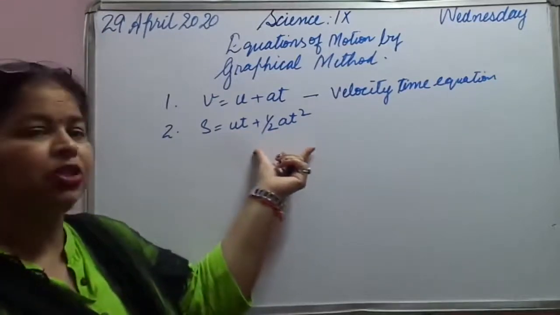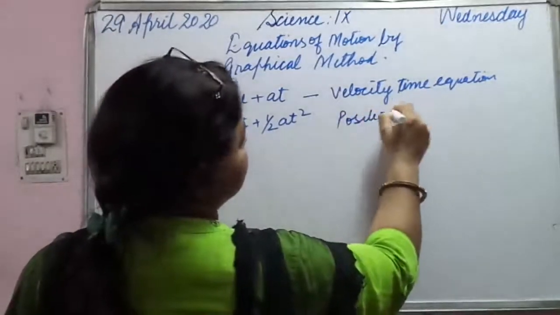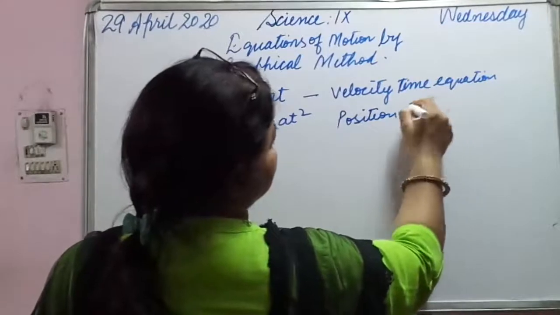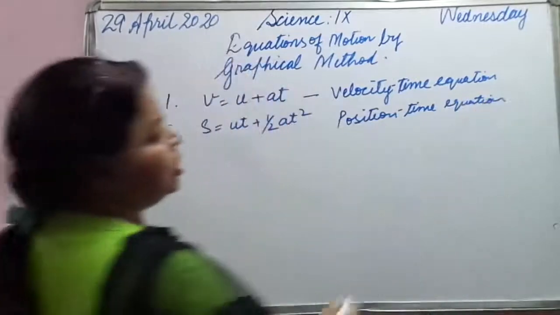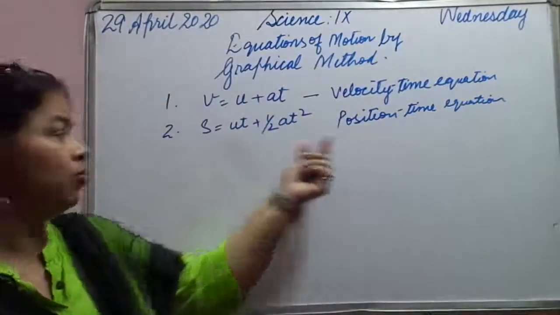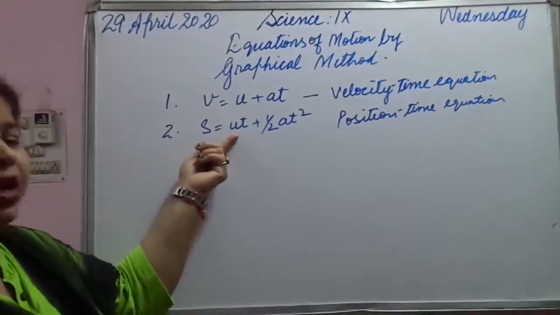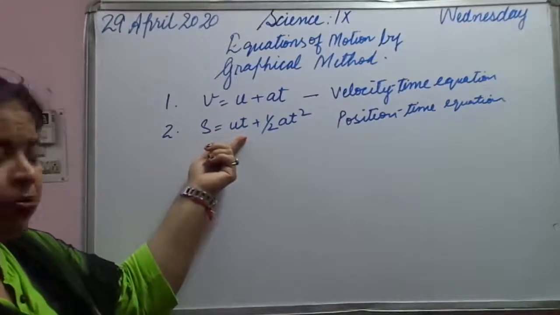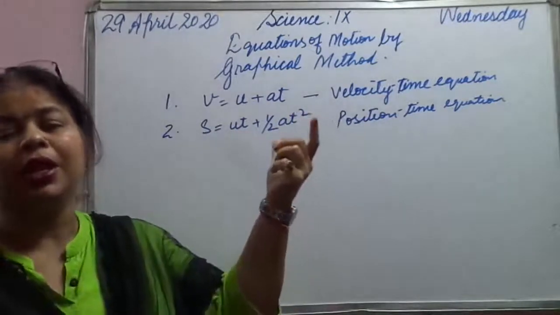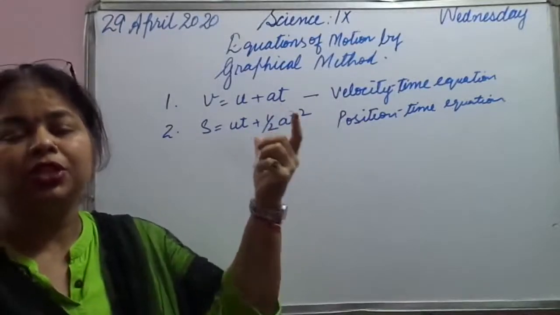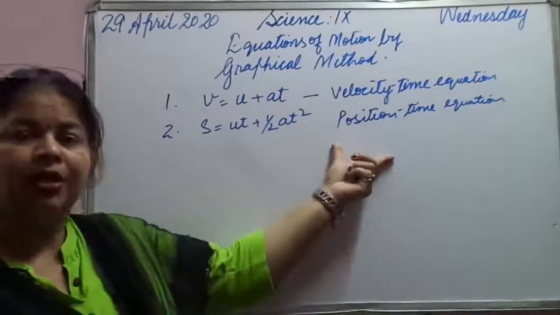It shows a relation between position and time, so we call it the position time equation. Here s means distance, u is the initial velocity, t is time and a is acceleration. So what relationship is it showing? It is showing the relationship between position and time.